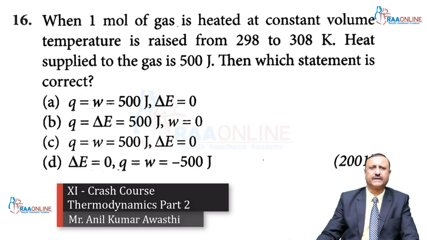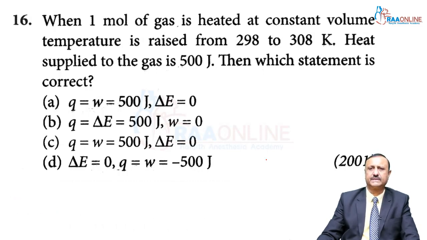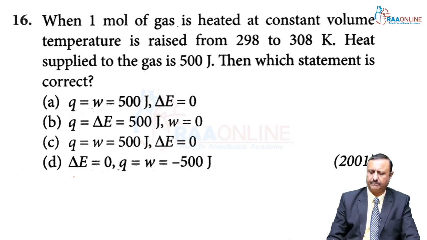Now my dear students, we can go to question number 16. When 1 mole of gas is heated at constant volume, temperature is raised from 298 to 308 Kelvin, heat supplied to the gas is 500 Joule, then which statement is correct? Here my dear students, we can apply delta H is equal to delta E plus delta PV.